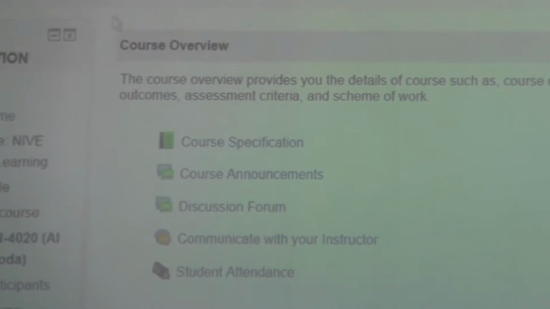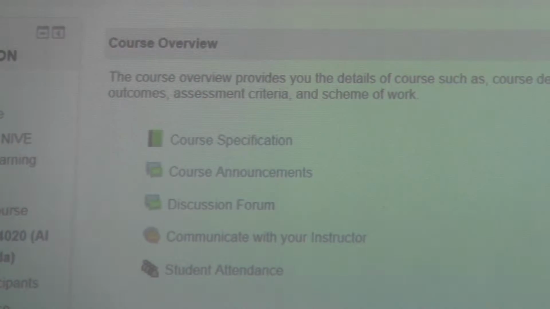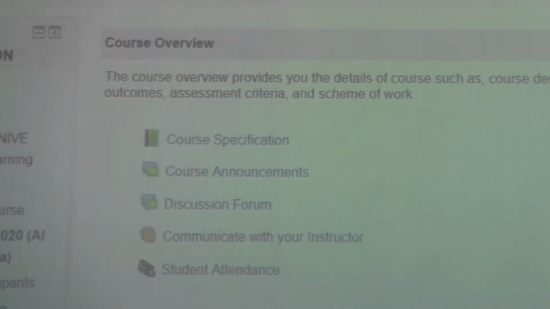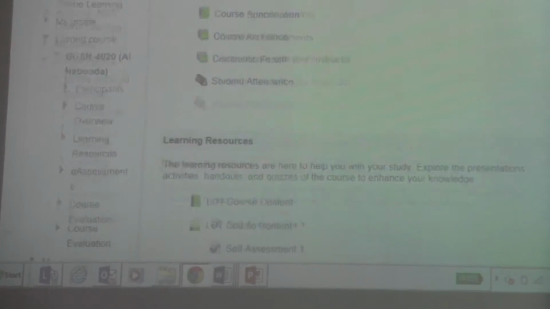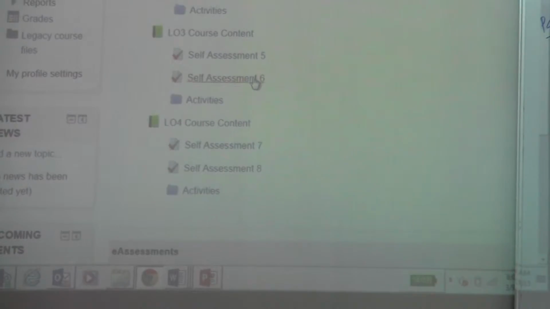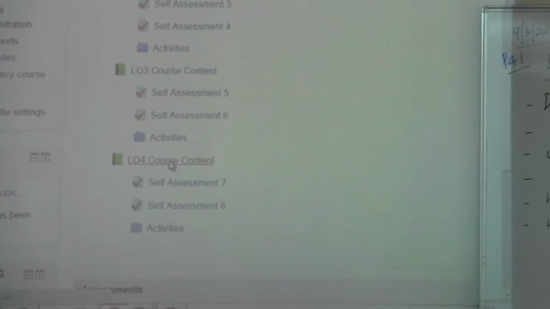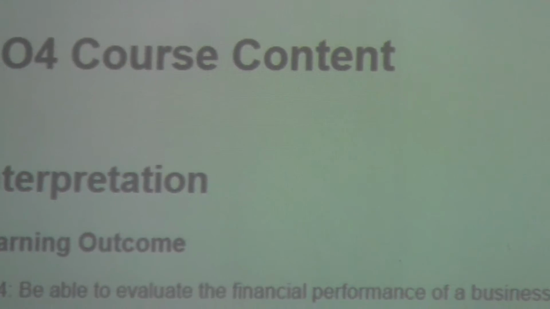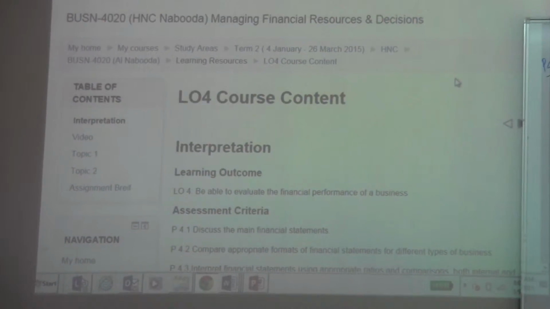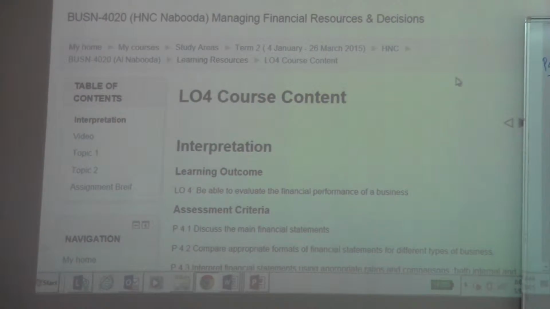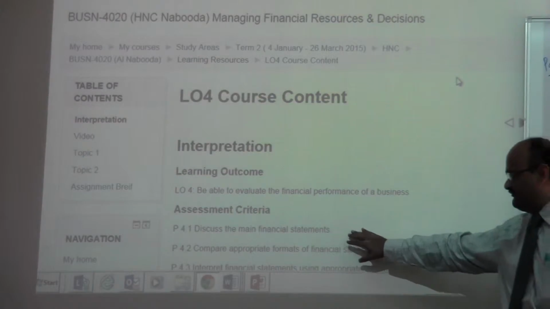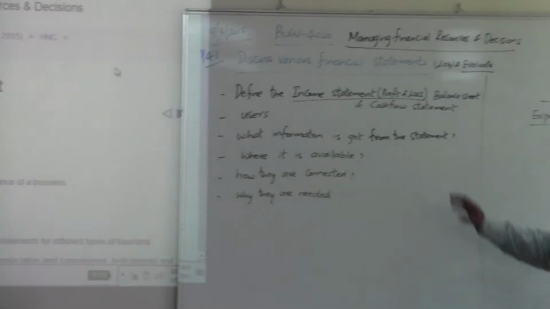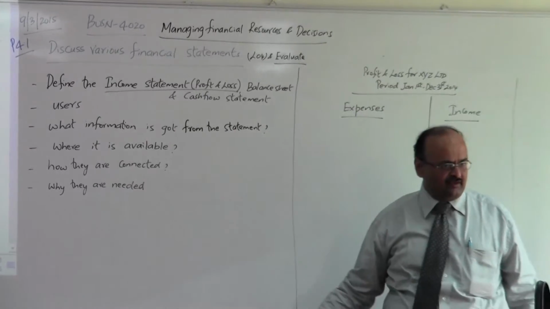Okay. So you will see on the board, if you go down, we have put it up on a Moodle. So we have been using technology quite effectively. If you go down on the Moodle, we have everything there. So the content is very much there. Notes are available, plus we have put up a video explaining the various aspects of it. P 4.1 discusses the main financial statements. So we will discuss the income statement first. It is also called the profit and loss statement.